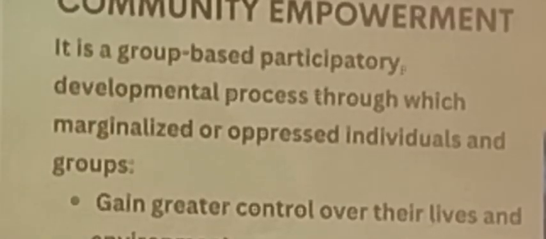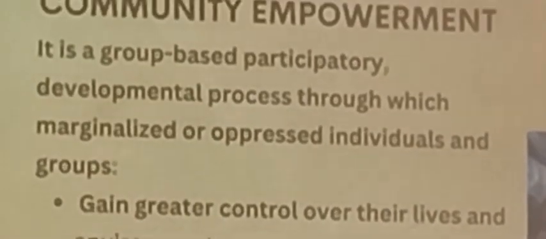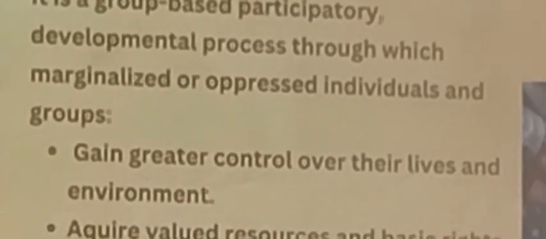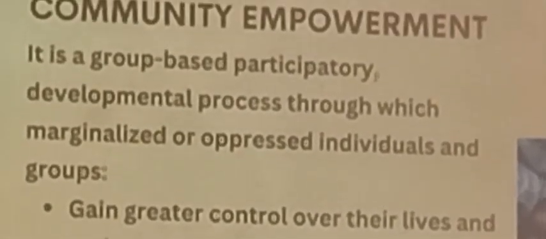The other thing is community empowerment. It is a group-based participatory developmental process through which marginalized or oppressed individuals and groups gain greater control over their lives and environment, acquire valued resources and basic rights, achieve important life goals, and reduce societal marginalization. Effective community empowerment takes place at individual, organization, or group and community level. So community empowerment is to make them feel that they are important.